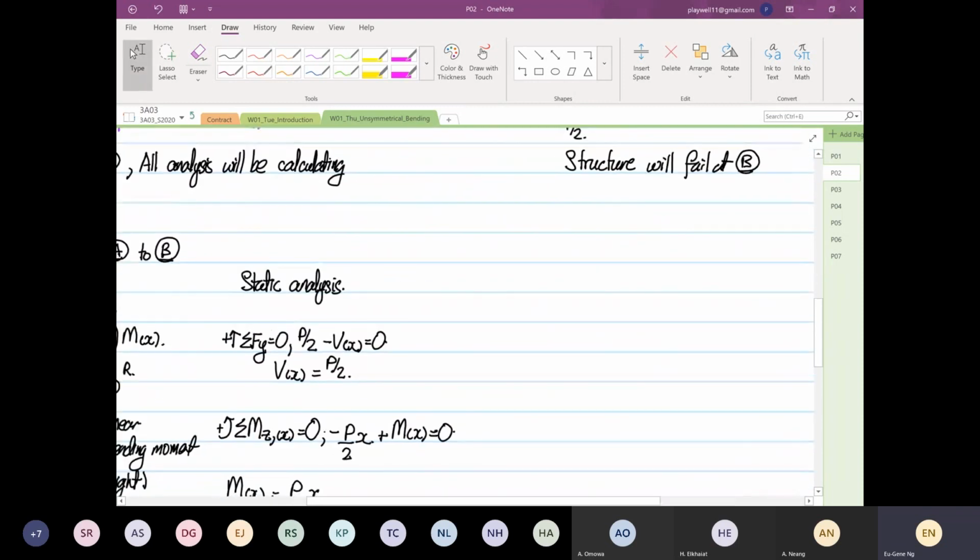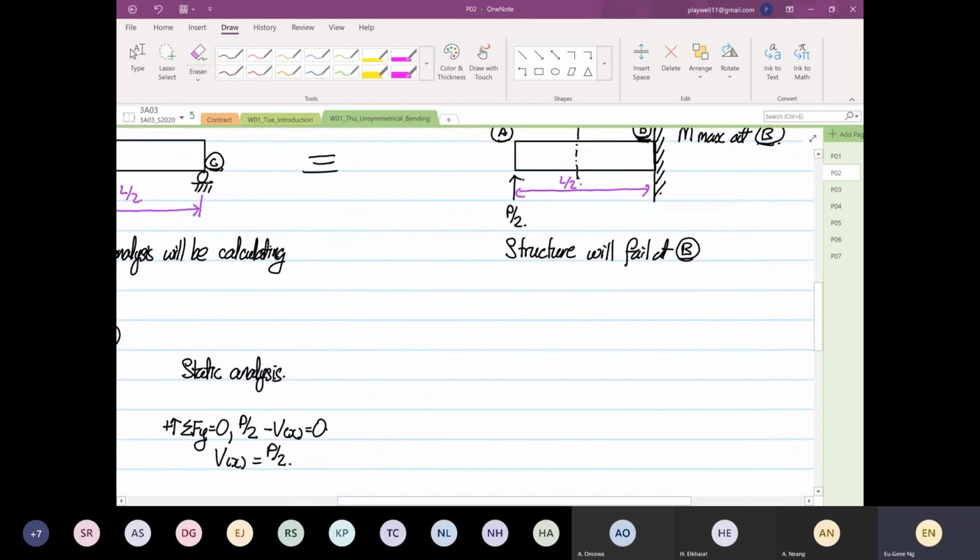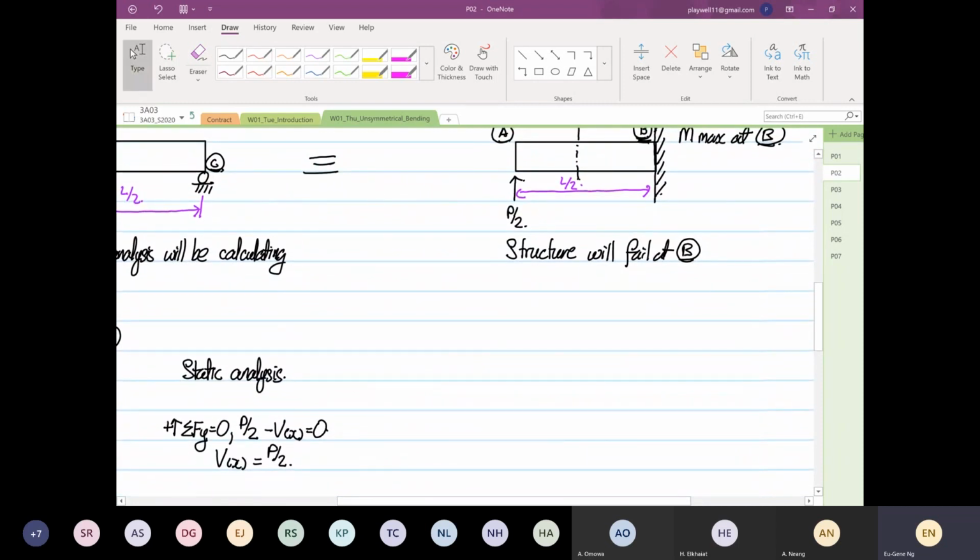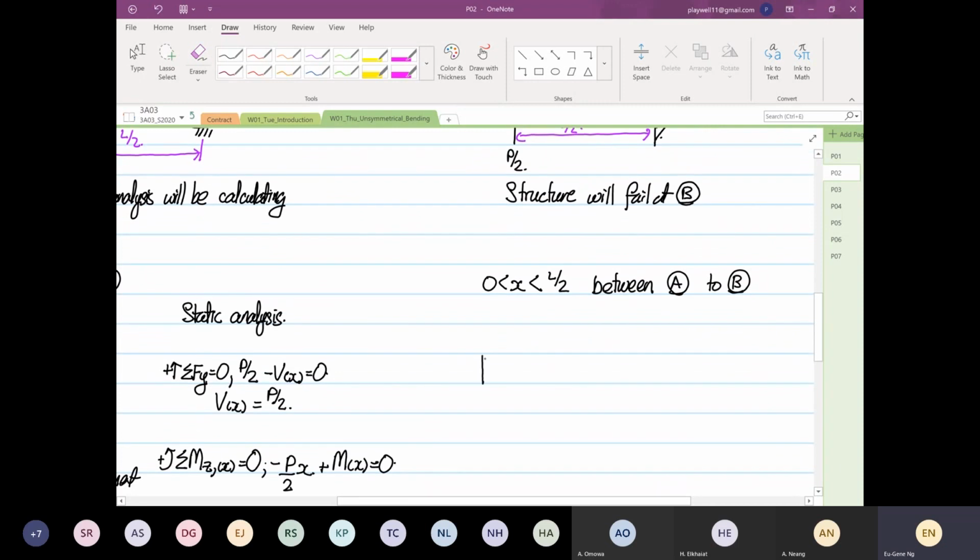All right. So we're going to form the equation likewise. We're going to go from point A, 0 ≤ x ≤ L/2. So this is between point A to point B. So again, if I were to draw our free body diagram, this will be equal to P/2. So this is our point A, and then we have a section, a variable V as a function of x, M as a function of x.